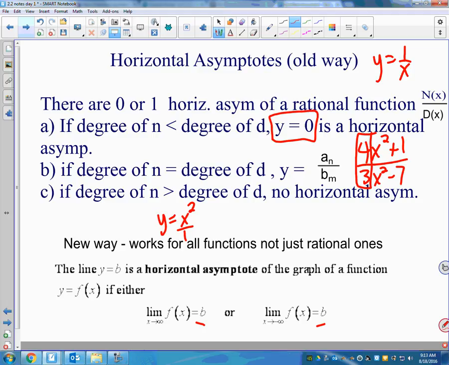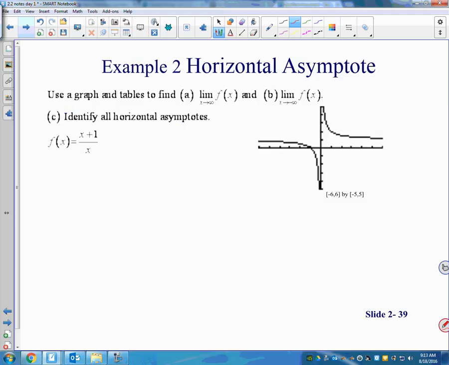This is good, because we'll stop with horizontal asymptotes today and talk about vertical asymptotes tomorrow. And maybe by separating it, we won't get something confused. So it says, use the graph and a table to find the limit as x approaches infinity and as x approaches negative infinity. Identify all horizontal asymptotes. And again, this is to try to make that relationship: if you have limits at infinity and negative infinity, then you should have horizontal asymptotes. If you don't have limits at infinity, you should have no horizontal asymptotes.